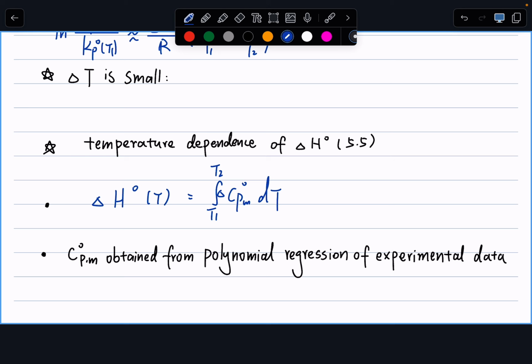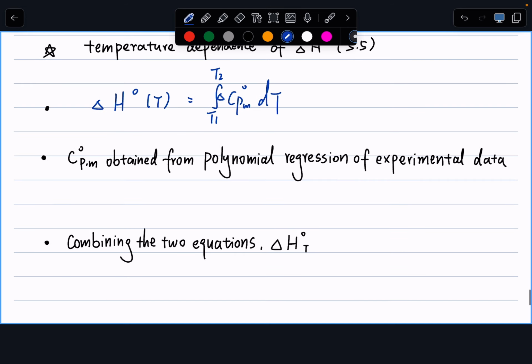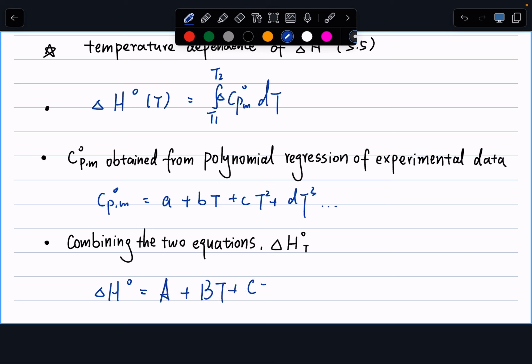Different versions of the Cp naught might exist. More often, it appears as a polynomial that people get using polynomial regression from experimental observation, depending on how accurate you want it to be. So by solving the integration here, you get delta H naught equals a big A plus BT plus CT squared plus DT third plus ET fourth.